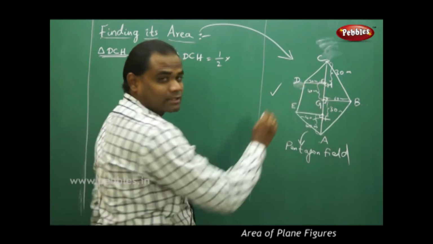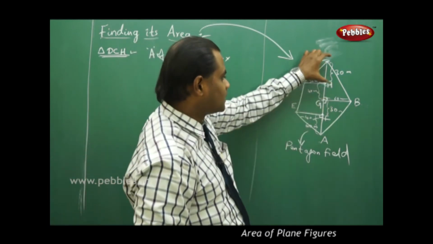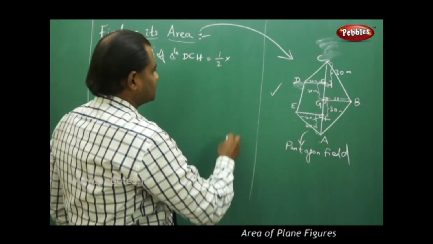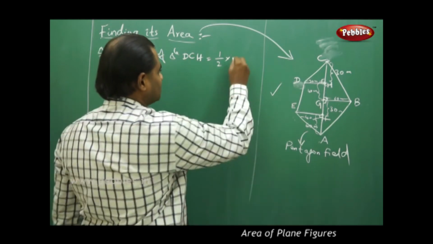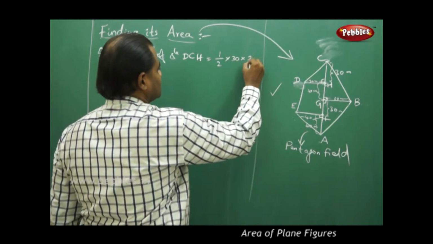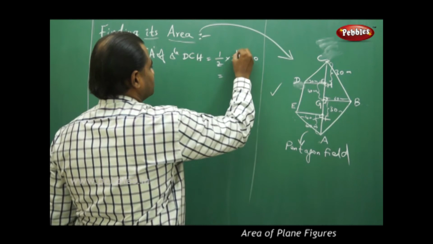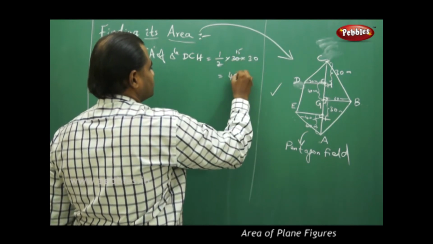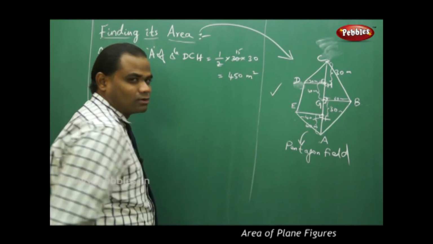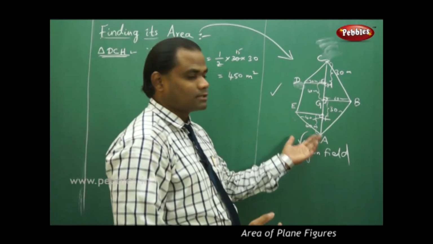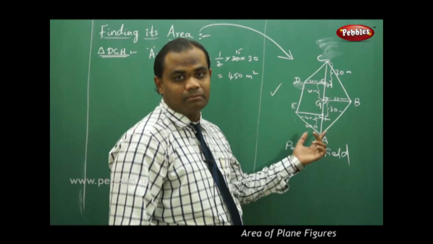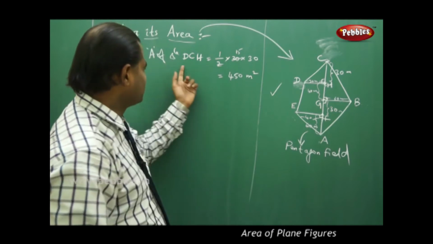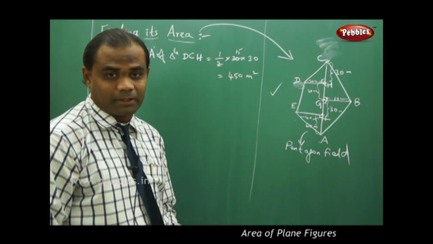As I can see from this clearly, the base is 30 and the height is 30. If you just take the dimensions, then I have base times height. Then this would be 450 meters square, because the dimensions are in meters. The lengths are given to be measured in meters. Hence, the area of triangle DCH is 450 meters square.